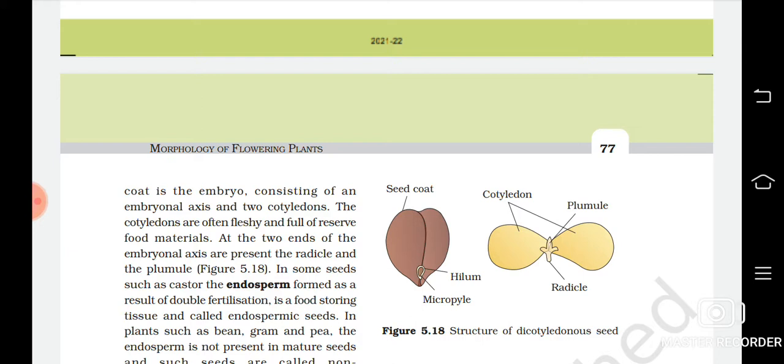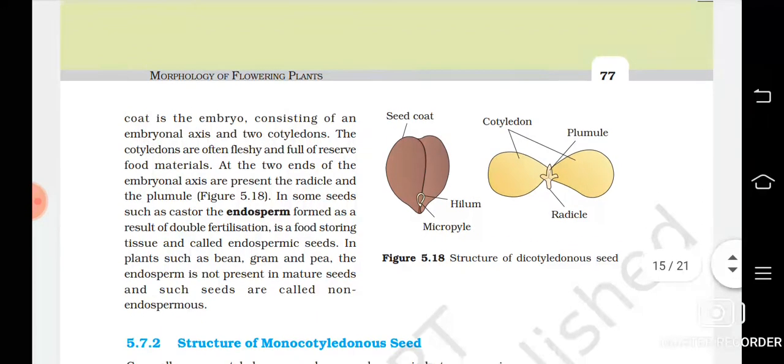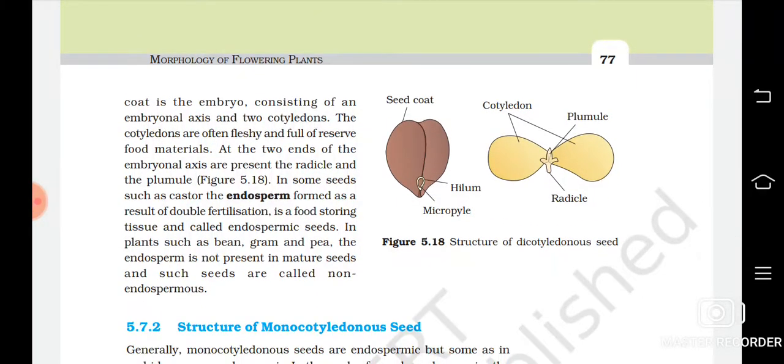Understood? So in some seeds, very rare and in dicot seeds only, they have some endosperm. Usually in dicot seeds the endosperm will be utilized, but in some seeds like the castor, you can see some amount of endosperm is left out. That kind of seeds where the endosperm is left out is known as endospermic seeds. And in some other seeds, the endosperm is not left out. That kind of seeds are known as non-endospermic seeds. So seeds can be endospermic or non-endospermic.